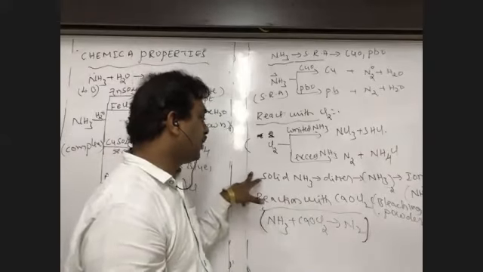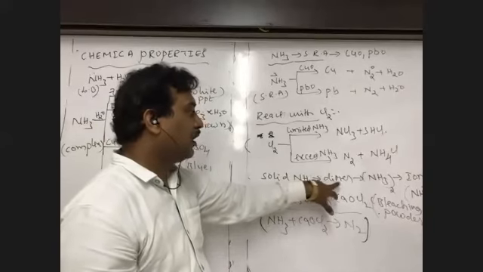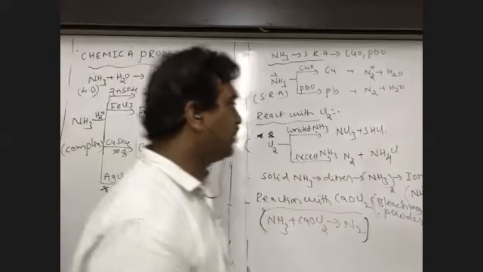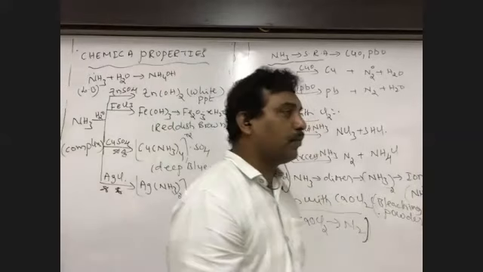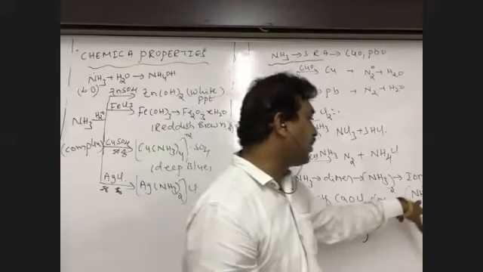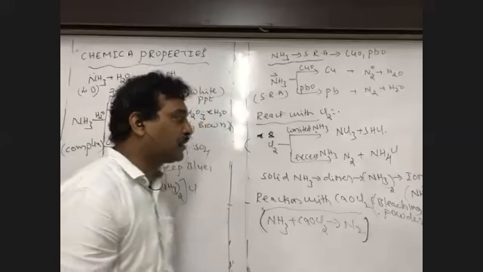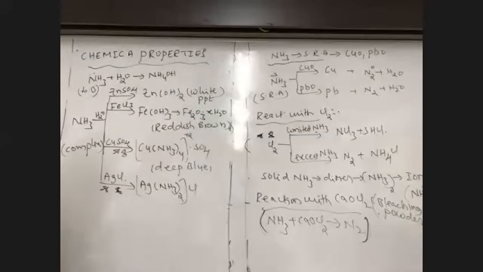And solid ammonia also exists as a dimer. Dimer means a combination of two molecules. In that case, it exists as an ionic compound. In the ionic form, the dimer of ammonia is present in the form of NH4 plus 1 and NH2 minus 1.